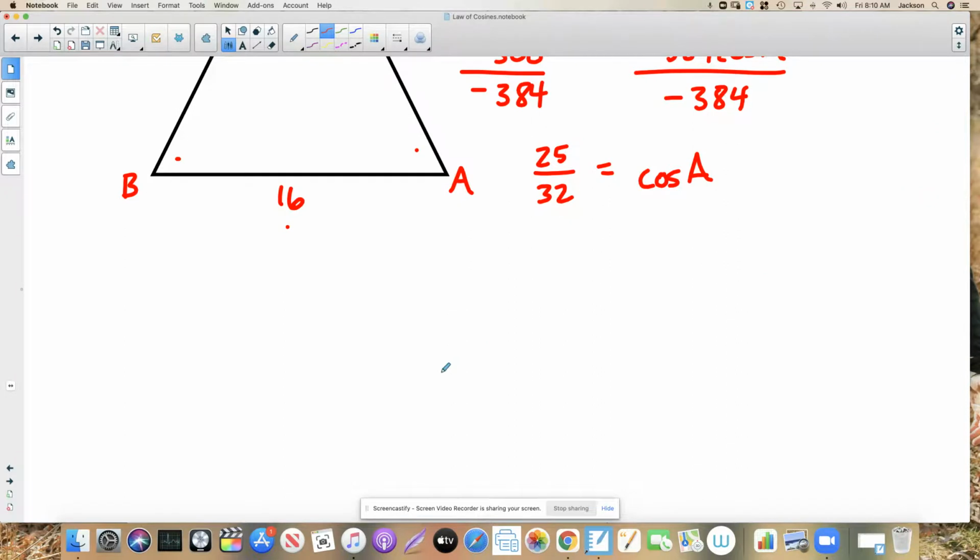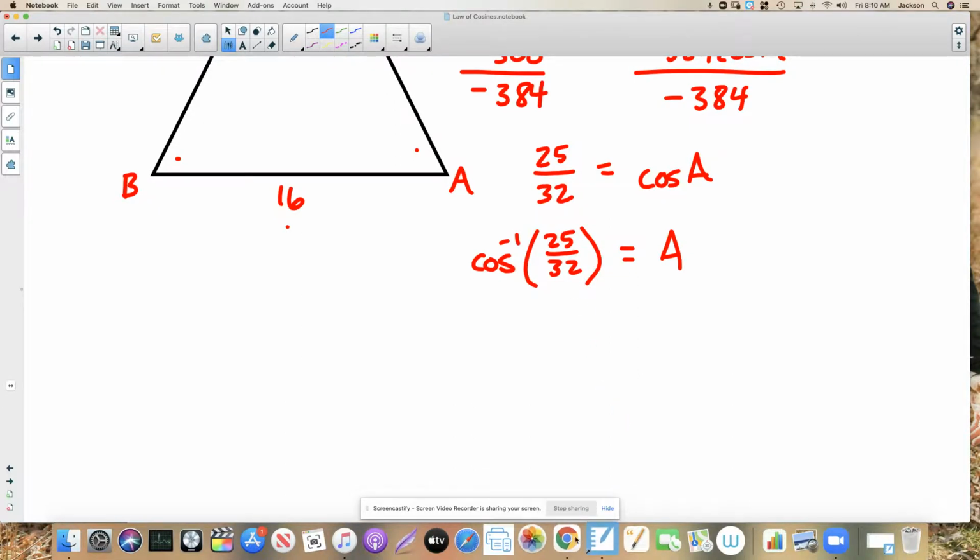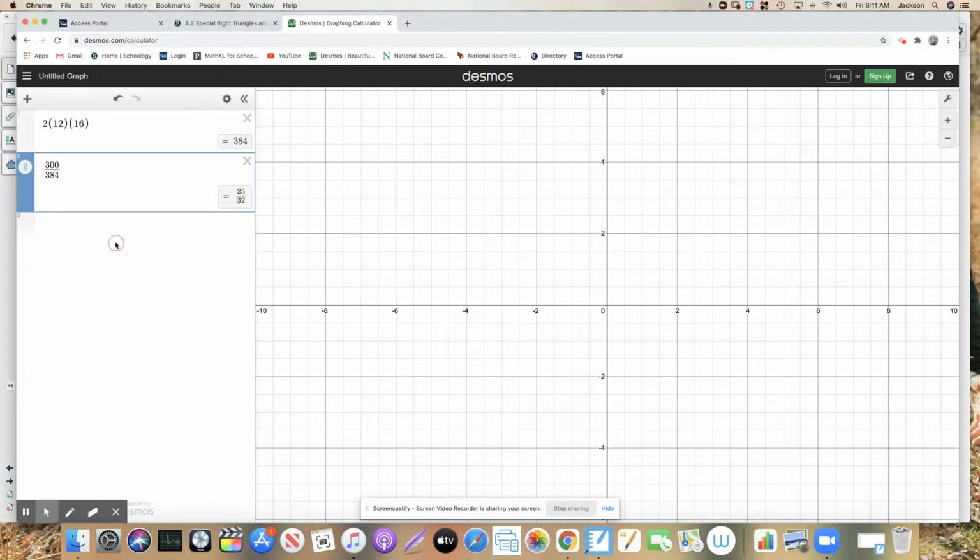To continue with that, we have to take the inverse cosine. So we're going to inverse cosine both sides. We have the inverse cosine of 25 over 32. The reason I like to leave that as a fraction is because I know that's the exact value. It's not a truncated decimal. It's not a rounded decimal. Okay. Come back to Desmos or whatever calculator you're using now.